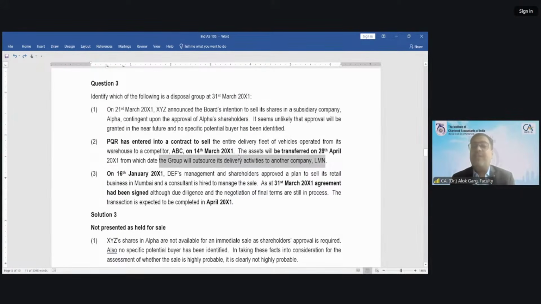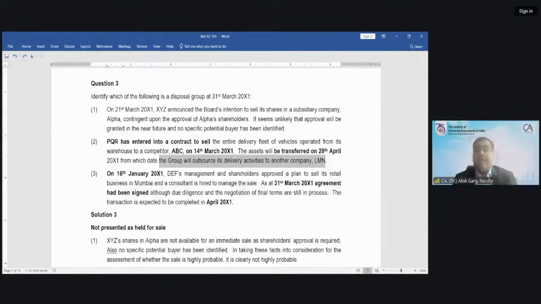Since PQR no longer has the fleet of assets, what will PQR do? It will outsource the delivery activity to someone else. If you see these three sentences, how they are sequenced: number one, PQR is a company which does delivery activities with its own vehicles. They have 10-20 vehicles, a fleet of vehicles, and they perform the delivery activity with their own vehicles.